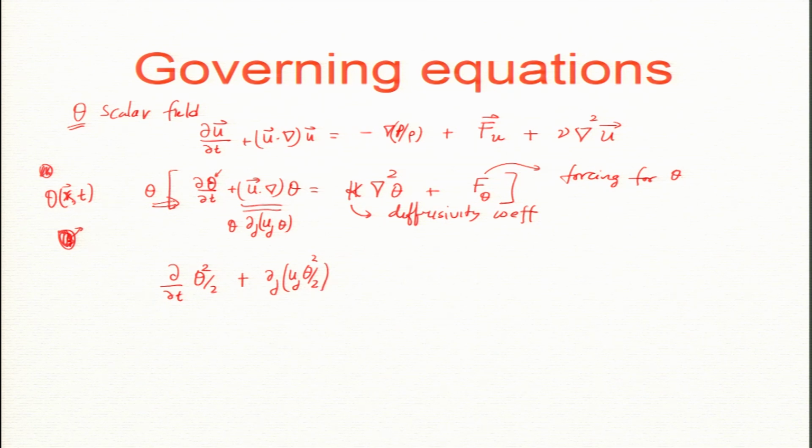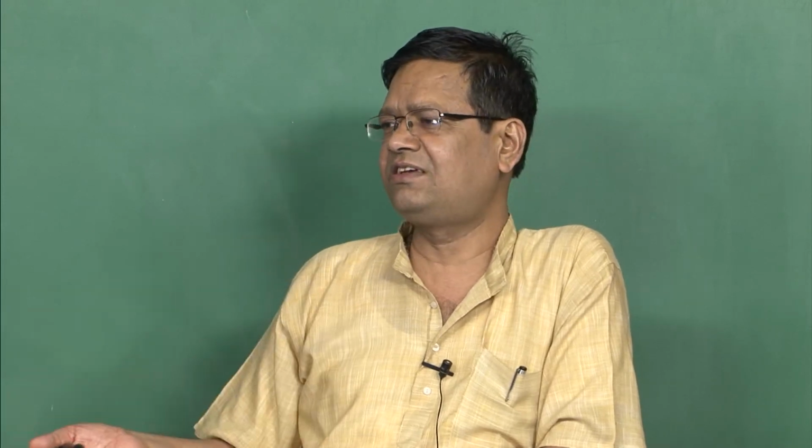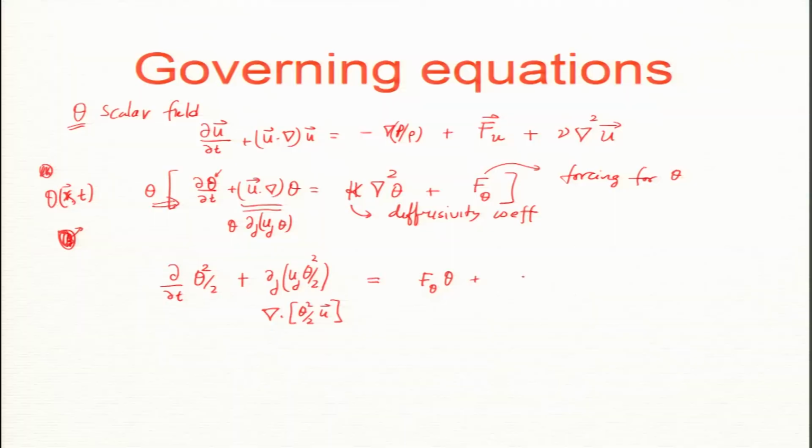Okay, by product rule, this is divergence of theta squared by 2 times vector u. Right hand side will be f theta times theta. So, this is the injection of theta squared, like we have force injection of that gives you increases in u squared. Similarly, f theta times theta will increase or decrease theta squared, and the other term is kappa grad square theta times theta.